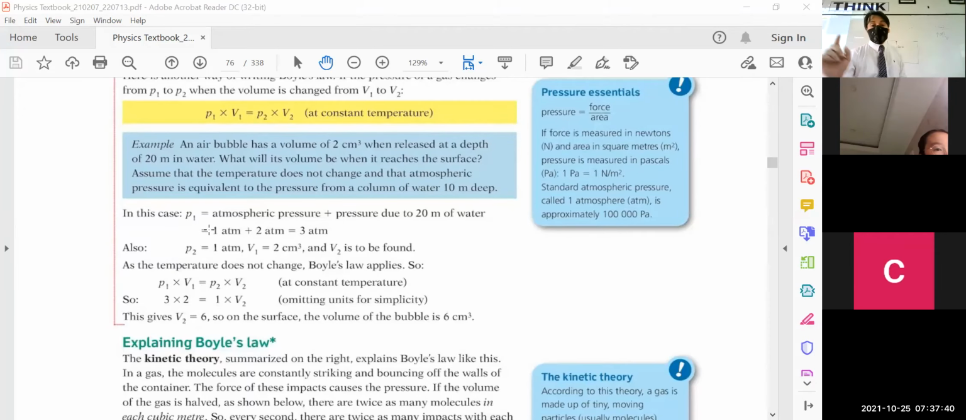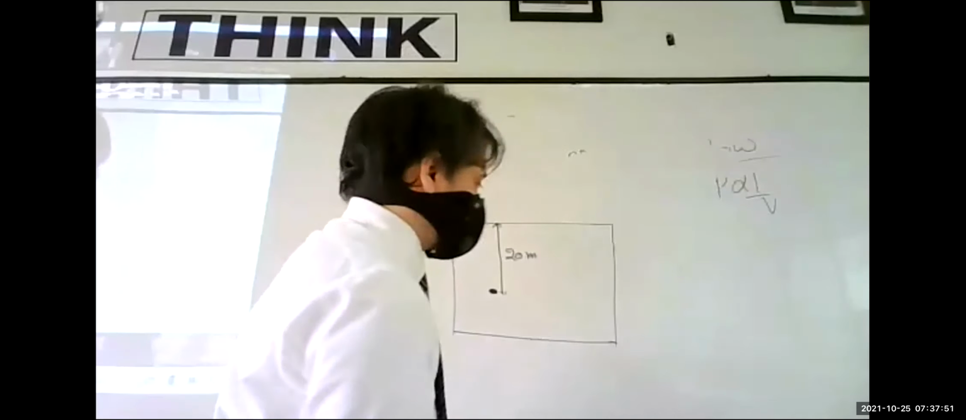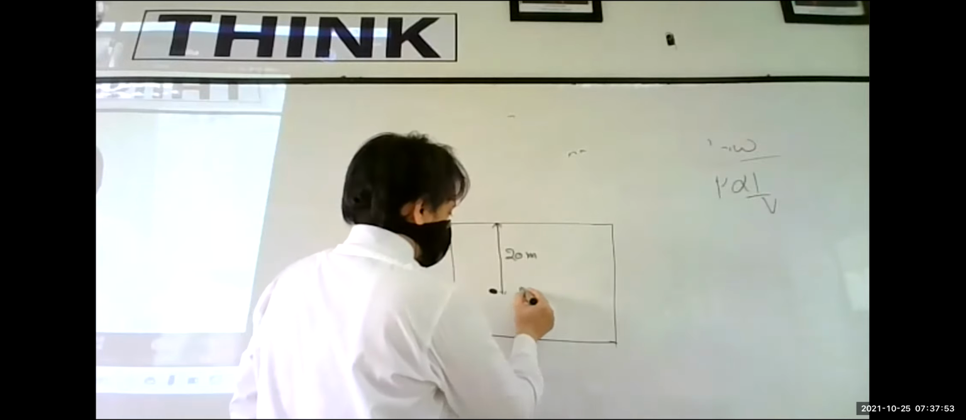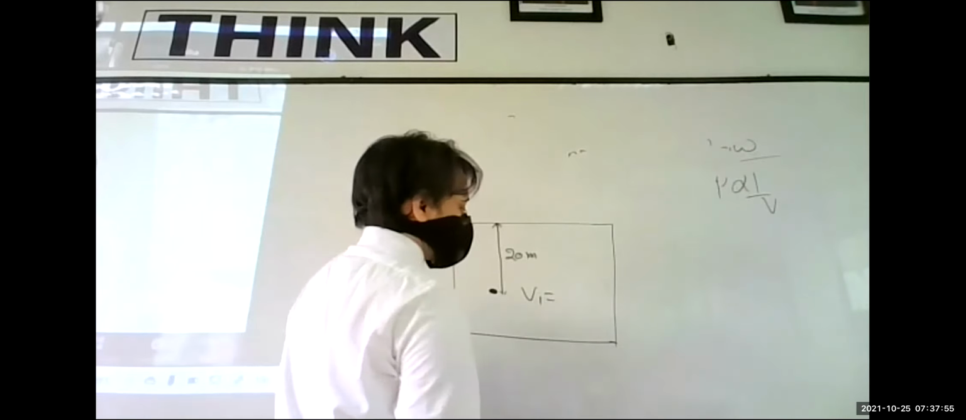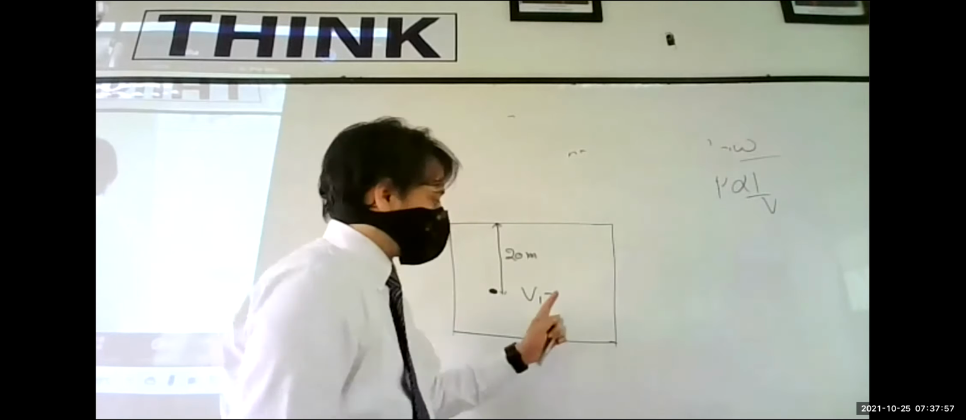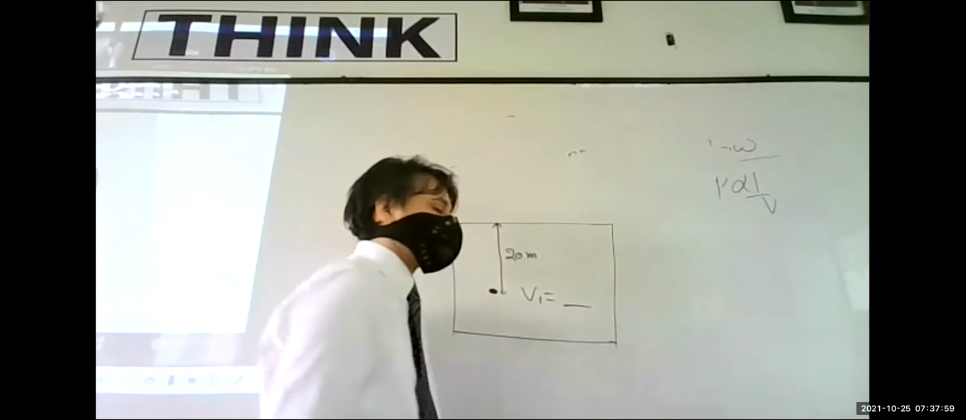The air bubble has a volume. See in the statement, children, it has a volume. How much? 2 centimeter cube. That is the initial volume. So you have to write here that the initial volume V1 is given. You will write that value of V1.